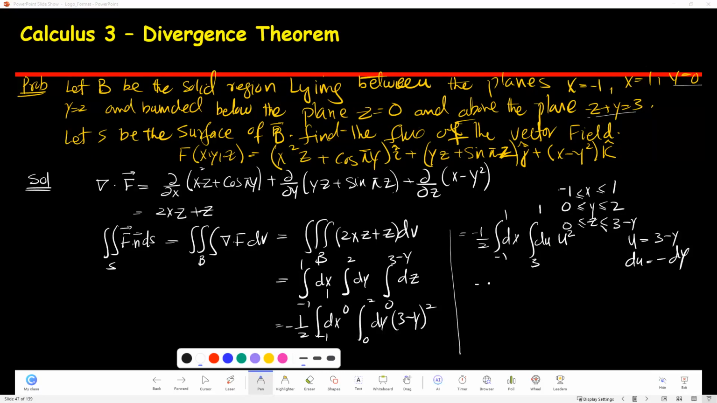And if I take the right side integral, it's going to be 1 dx. This integral will be 1 cubed over 3 minus 3 cubed over 3. And if I take the last integral for this one, it's going to be 26 over 3.